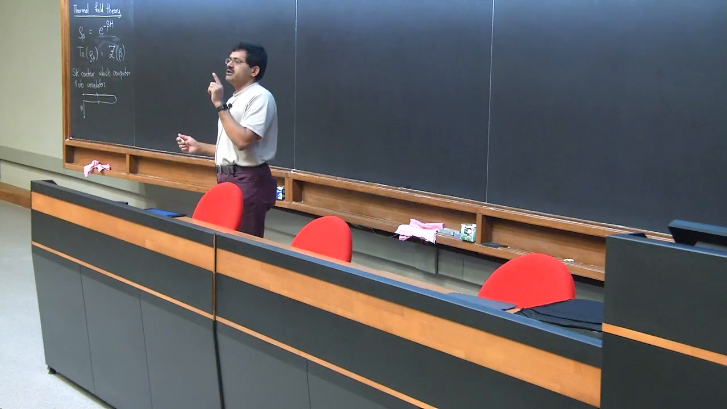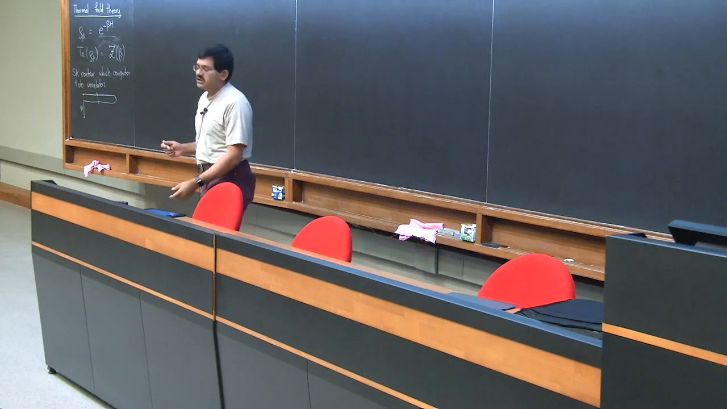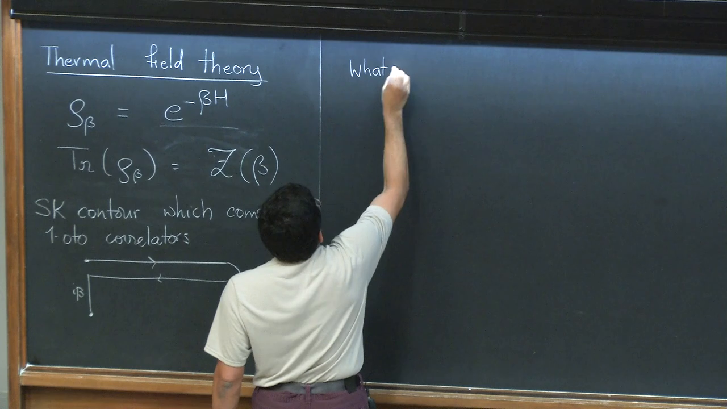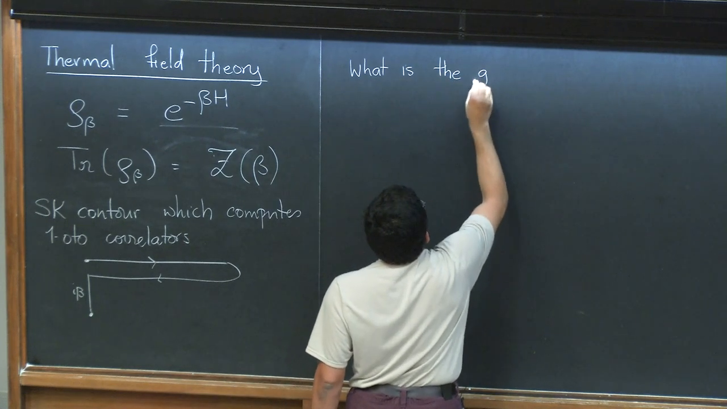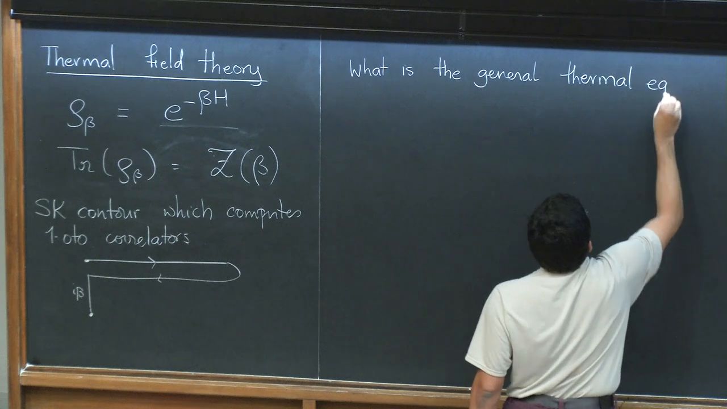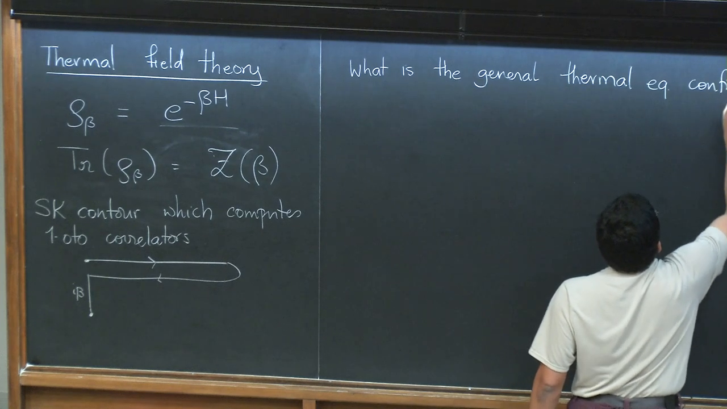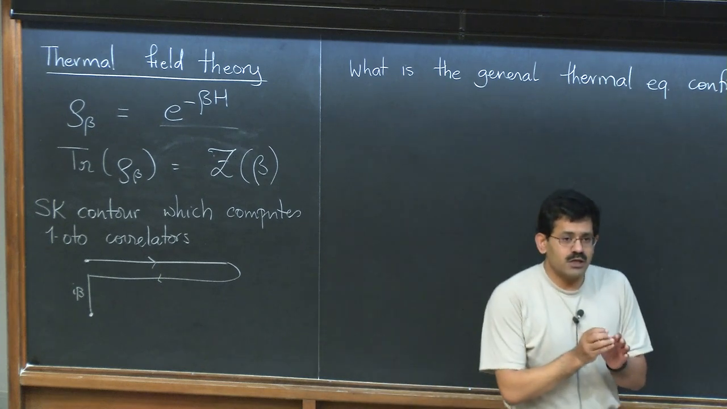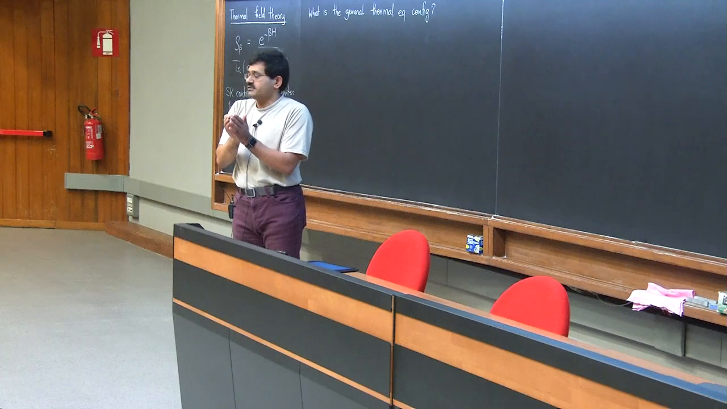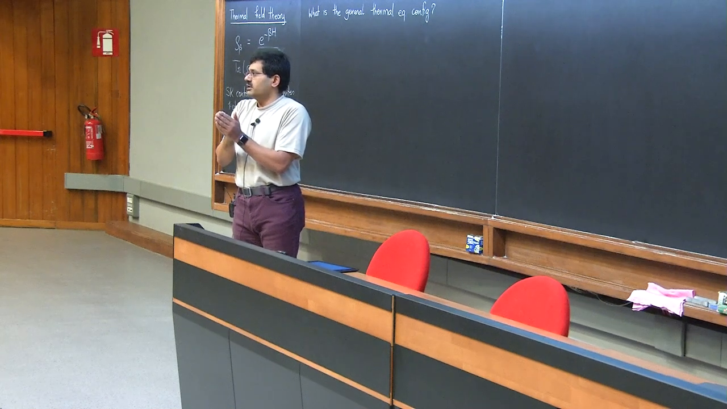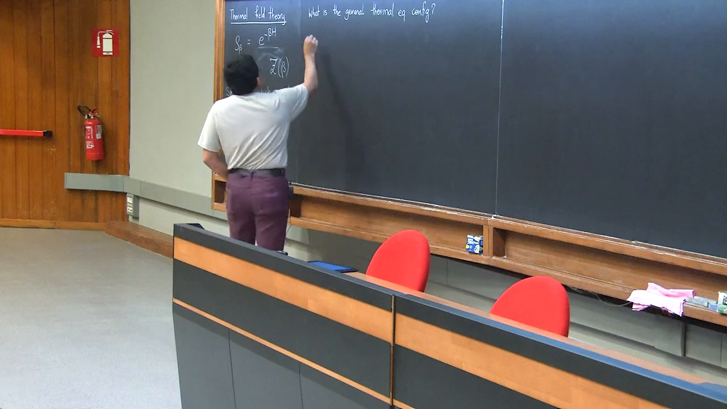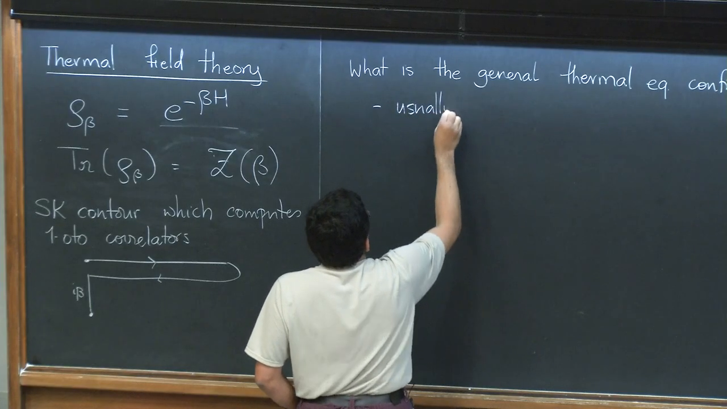But you could do something slightly non-trivial, and I won't exploit this in what I'm going to say later. So let me tell you this useful fact. I can ask you the question, what is the general thermal equilibrium configuration? And by this I mean I'm going to allow myself to turn on background sources which will allow me to change the temperature, if you like, from place to place in space, but it's going to keep the density matrix stationary. So usually we consider homogeneous configurations.